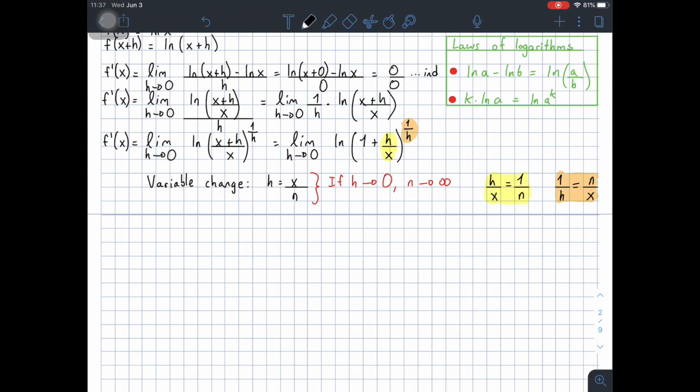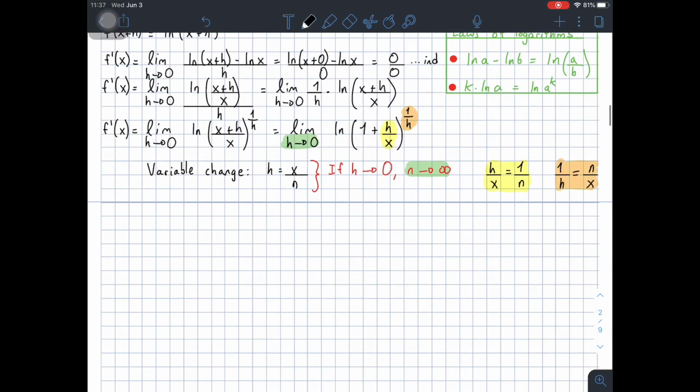So I can rewrite, and pay attention to something. If h is approaching 0, and I'm changing my variable to n, because I'm going to be working with n now, I should pay attention to this. Now n is approaching infinity instead of 0 as h did. So taking into consideration all of those changes, we're going to rewrite our limit as the following.